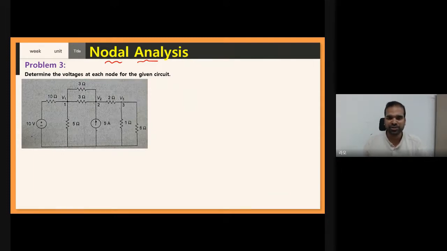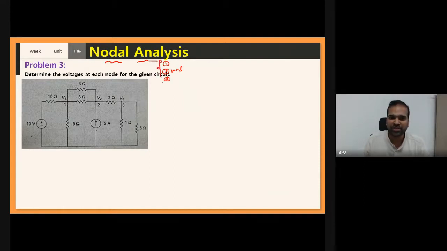Now what is our procedure? Here you can apply nodal analysis for a planar or non-planar circuit as well. This is our point number 1. Next, in order to get equations, you need to apply what? KCL at each node. Therefore, you will get KCL equations. Once you get the equations, you need to apply Cramer's rule, and you will get the node voltages from those equations.